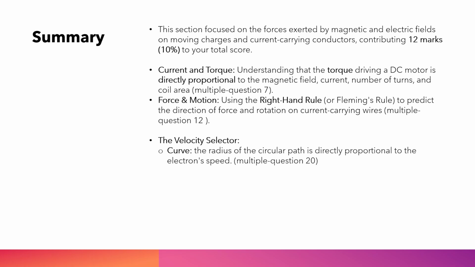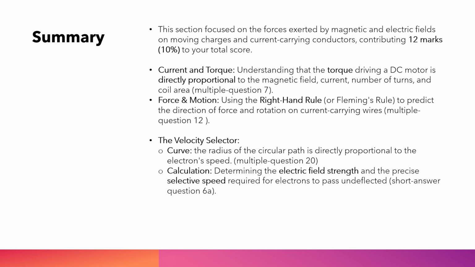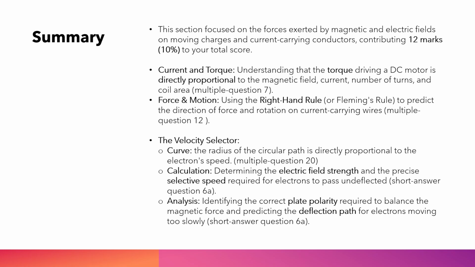The radius of the circular path is directly proportional to the electron's speed. Calculation: determining the electric field strength and the precise selective speed required for electrons to pass undeflected. Analysis: identifying the correct plate polarity required to balance the magnetic force and predicting the deflection path for electrons moving too slowly.